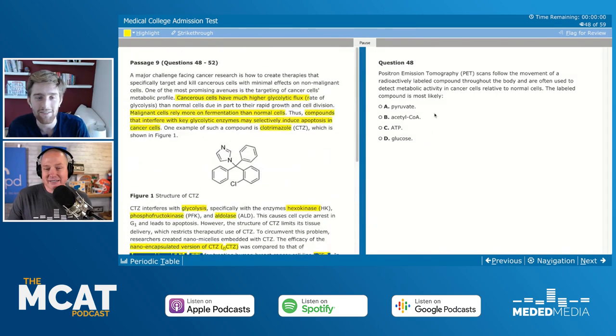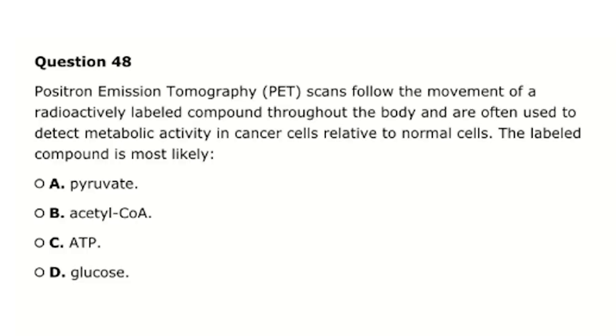All right. So, question 48. I'll start that one. Positron emission tomography, PET, scans follow the movement of a radioactively labeled compound throughout the body and are often used to detect metabolic activity in cancer cells relative to normal cells. The labeled compound is most likely A, pyruvate, B, acetyl-CoA, C, ATP, or D, glucose.